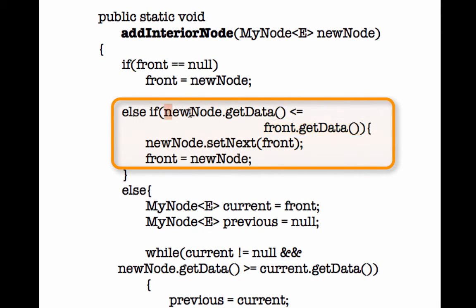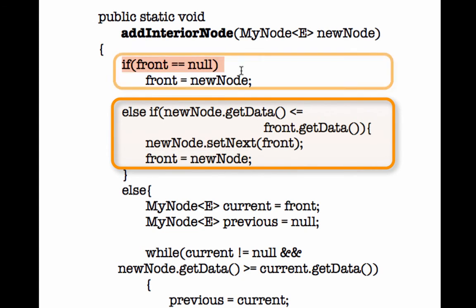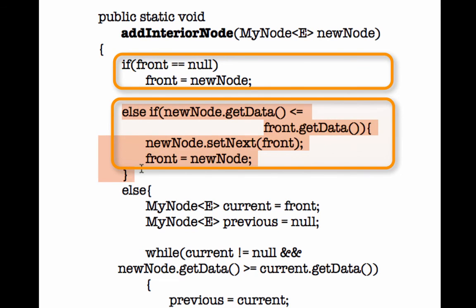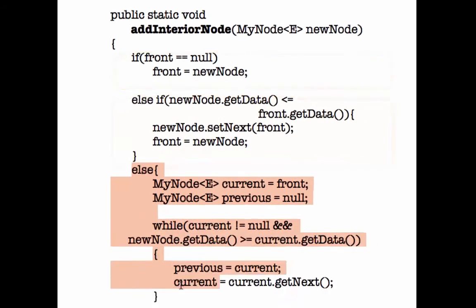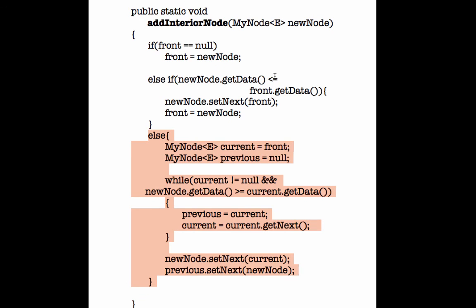So if this Boolean expression is true, then the new node should go at the beginning of the list. So this is simply an insertion at the front of the list. So what do I need to do? I need to connect new node to the current list that is being referred to by front, and then I need to change the value of front because I got a new value at the front of the list. So this is an insertion in an empty list. This is an insertion at the beginning of the list. And this is the part that really does the insertion for an interior node.